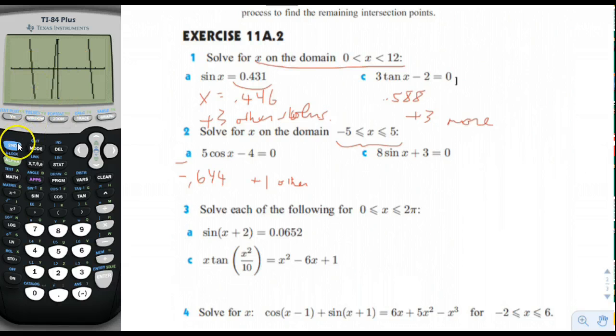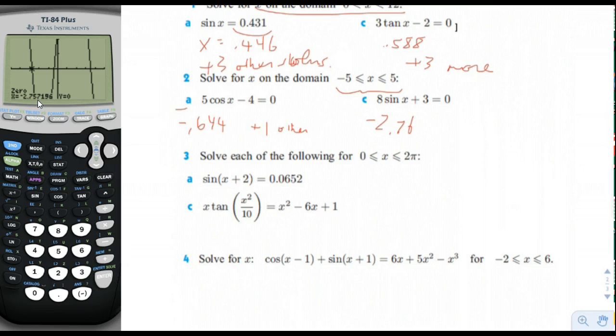We find the solution by doing a second calc. Again, we're looking for the zeros, right? So we'll move the cursor all the way over to here, to the left side of this one here, enter. And then we go to the right side of that, enter. Okay, and that gives us negative 2.76. Okay. And then, of course, there's 2 others, right?